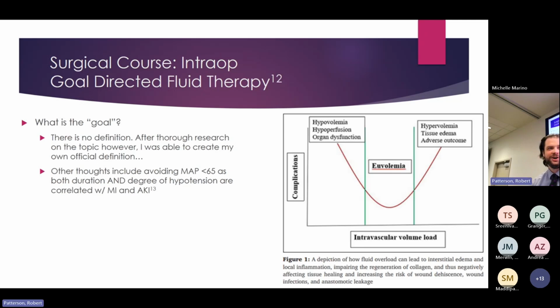So what is the goal of goal-directed therapy? I was actually shocked that there was really no consensus throughout studies on what the official goal was. Some of it said normal stroke volume variation. Others said maintaining MAP greater than 65. And then others would talk about the effects of hypotension and had different definitions for it, such as just MAP less than 65 in general, MAP less than 65 for X amount of time, or how far below a MAP of 65 occurred during the case.